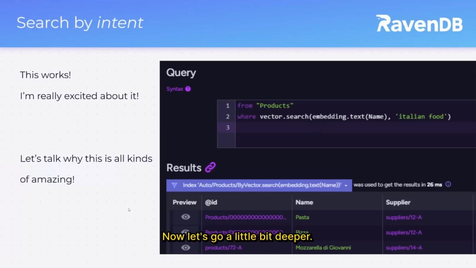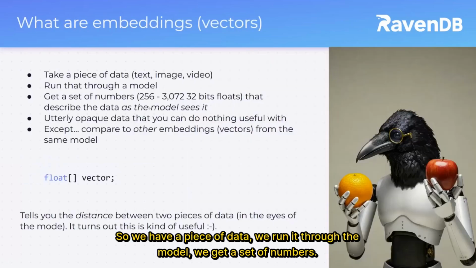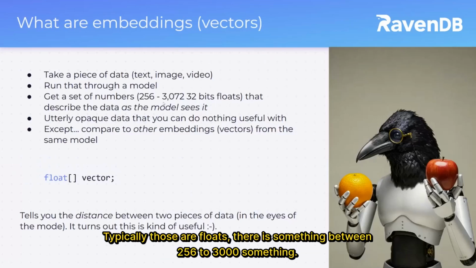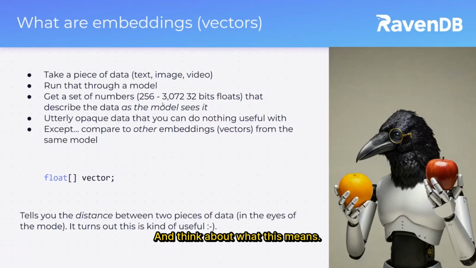Now, let's go a little bit deeper. So we have a piece of data, we run it through the model, we get a set of numbers. Typically, those are floats. There is something between 256 to 3000 something. And think about what this means. 256 floats is 1 kilobyte. 3072 floats is 12 kilobyte. Those are big things.